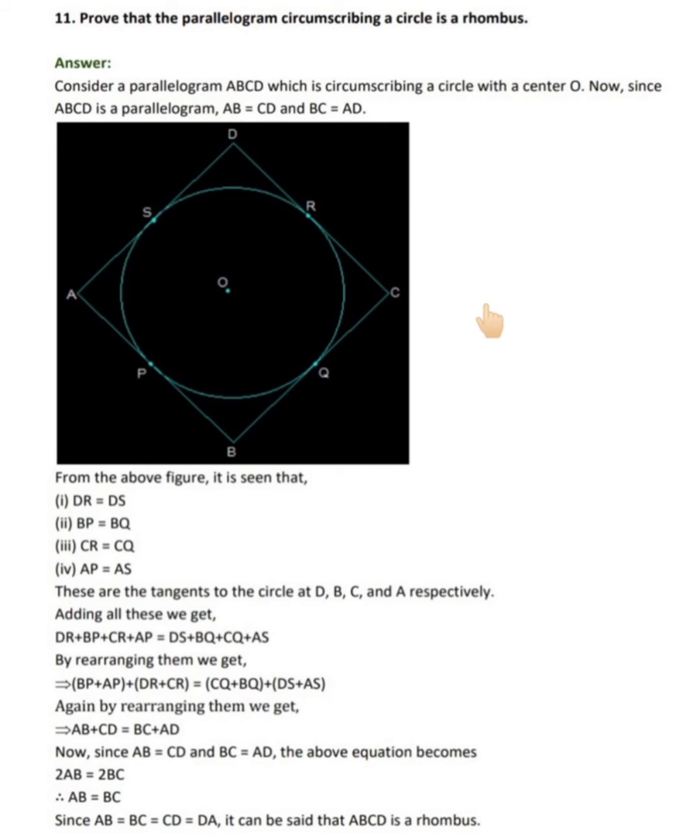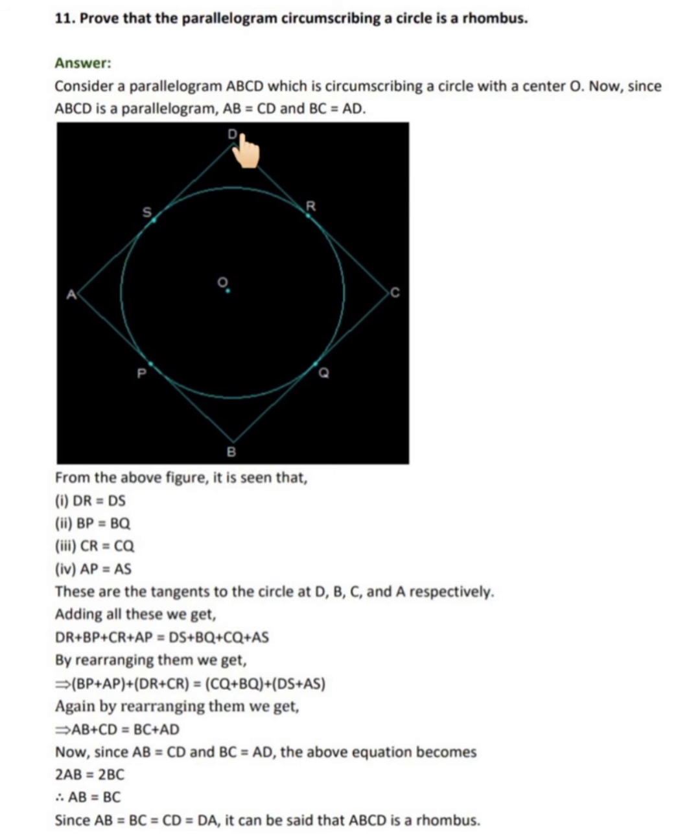Now, after question number 9, we will solve question number 11 of the same exercise. See what the question is. Prove that the parallelogram circumscribing a circle is a rhombus. The figure is not given for this question. We have to draw this figure on our own. Okay, see what is given to us.